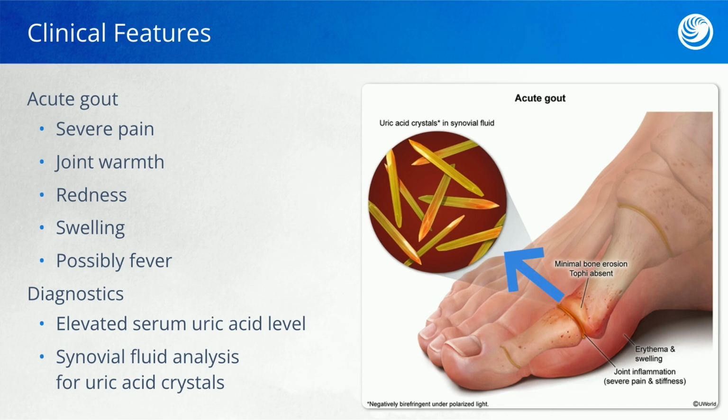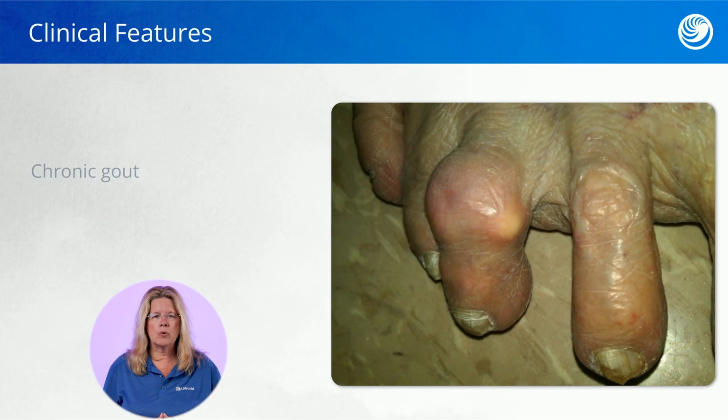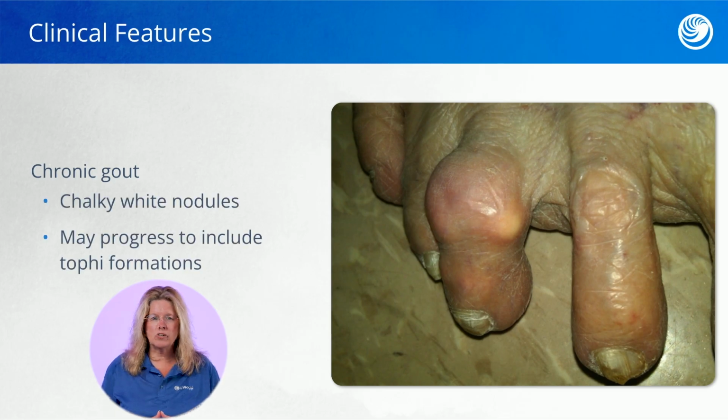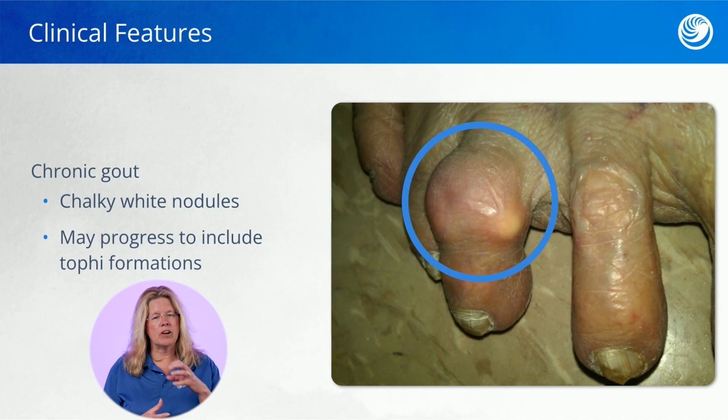As you can see in our illustration, it highlights the presence of the uric acid crystals that are seen microscopically. Clients experiencing chronic gout will present with chalky white nodules within the joints. This may progress to include tophi formations. These are clusters or clumps of uric acid crystals that have now formed within that synovial joint.